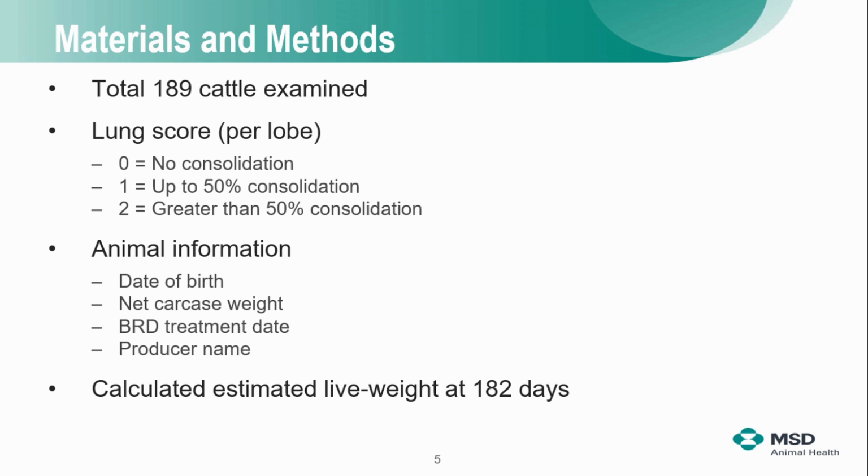And we did that by taking the animal's age at arrival on the producer's unit and the weight on that arrival, and looked at the age at slaughter and again the weight at slaughter, and we drew a linear line between those two and just looked at where the 182 days transected that line.